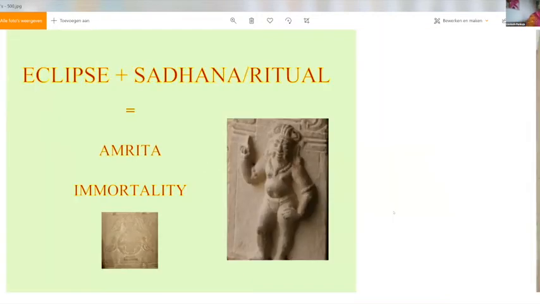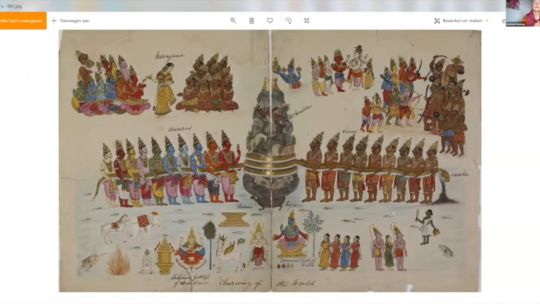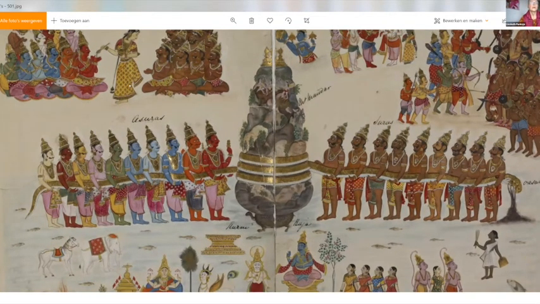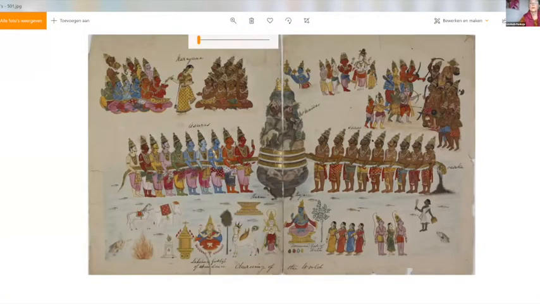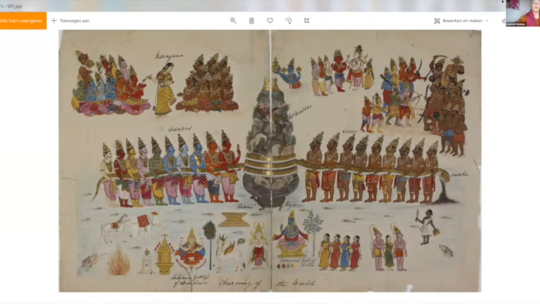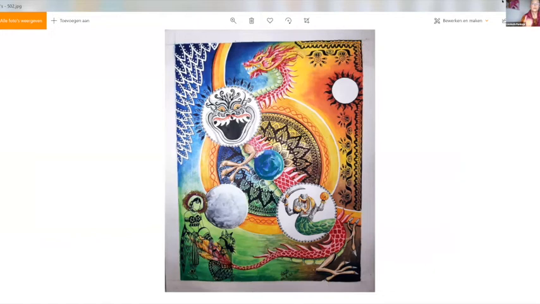So we go back again to the story of the churning of the milk ocean with Mohini, who deceives the demons and gives the drink of immortality only to the devatas. And this is again a depiction of the moment that Mohini gives the Amrita to the demon whose head is cut off by Vishnu with his disc, the chakra, and he becomes the dragon's head and the dragon's tail, Rahu and Ketu.